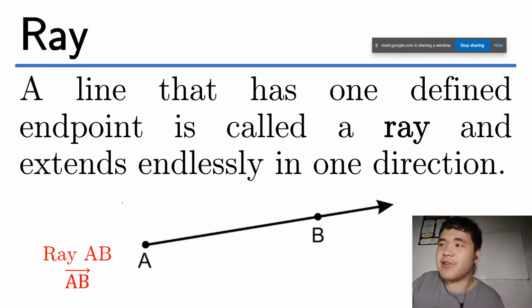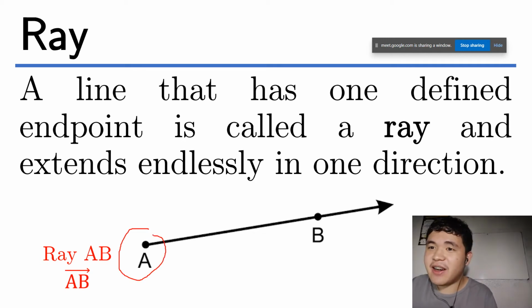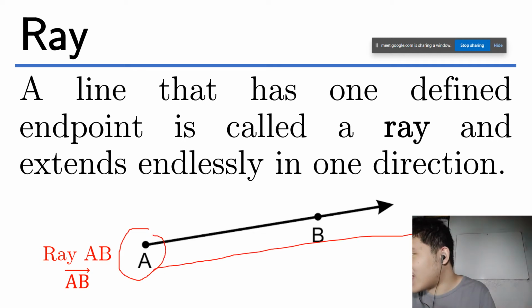Then, next is a ray, a line that has one defined endpoint, and it extends indefinitely in only one direction. So, it starts here, it's defined, and it extends up to there endlessly, right? We can call it ray AB, or we just simply write this notation on top, AB. Okay?